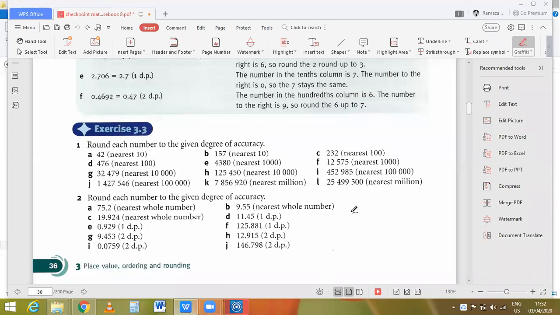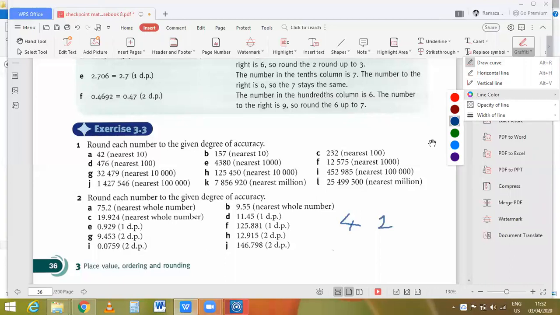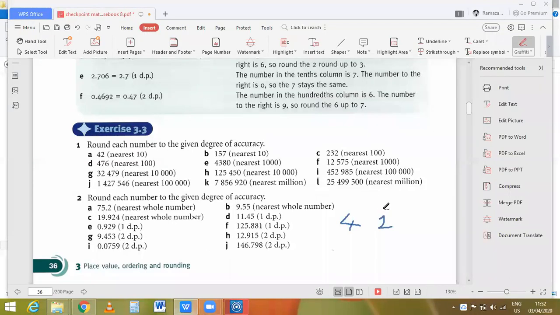Okay, it's asking 42 to the nearest 10. Let's write the 42 here. Since it's asking the nearest 10, let's write the sections. What does it mean, the section? This is the first section, which is ones, and this is tens. The question is asking for the nearest 10. Which one is the tens here? 4 is the tens. So I found the tens now.